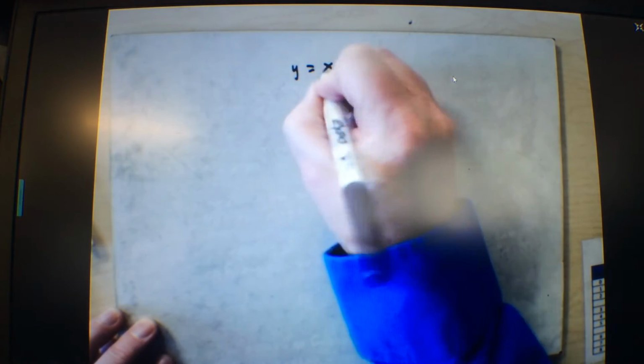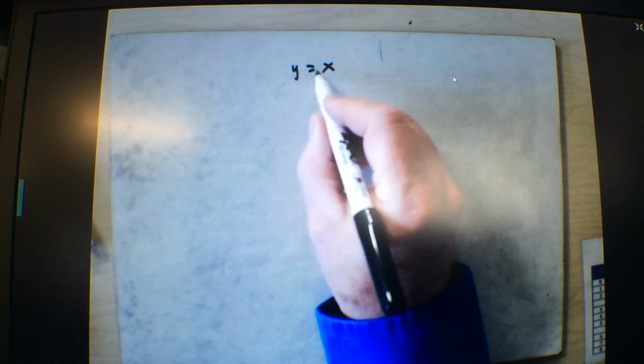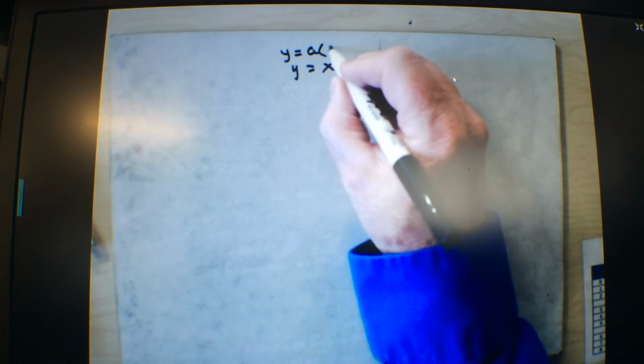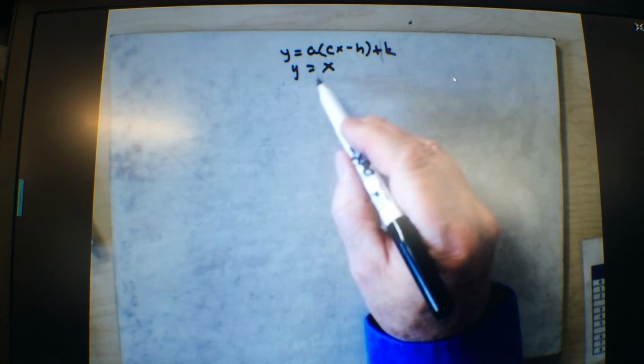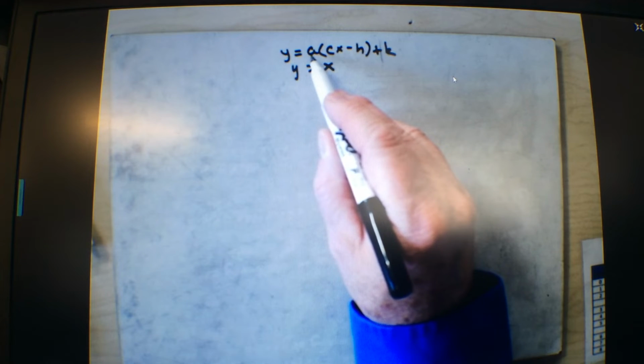Okay, we're still working with the parent graph. We're still working with y equals x. All right, now what are we going to do to it now? I'm going to write this out again so you know. It's a times (cx minus h) plus k, right? All right, so I'm going to look at this number right here. This number right here.